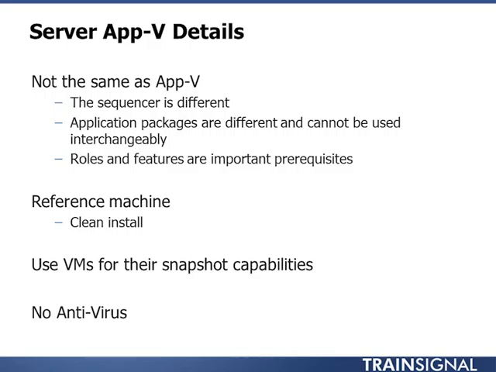Now, obviously, antivirus is also not going to be recommended for reference machines. This is going to be a challenge for those environments that have stringent security requirements. If you must install the antivirus at the time of sequencing, it has to be disabled. I would highly recommend that your reference machine does not have antivirus, so it doesn't interfere with the sequencer and it doesn't introduce any challenges for you.